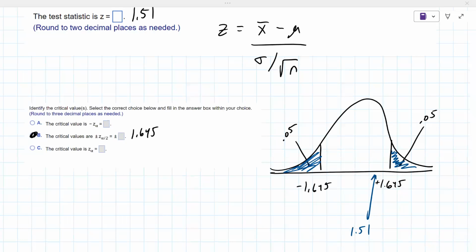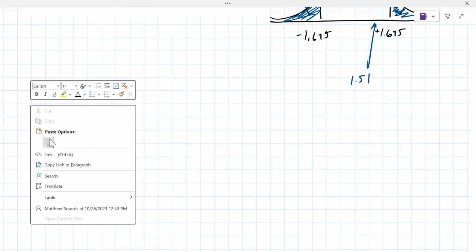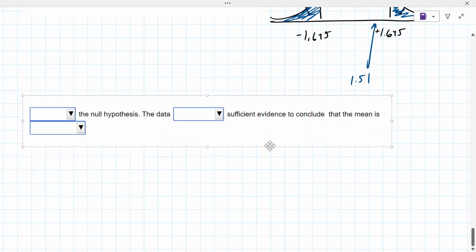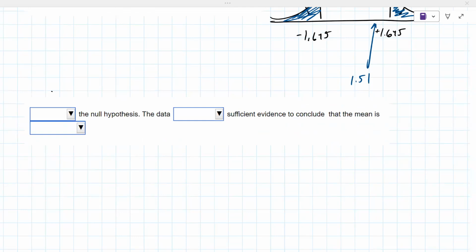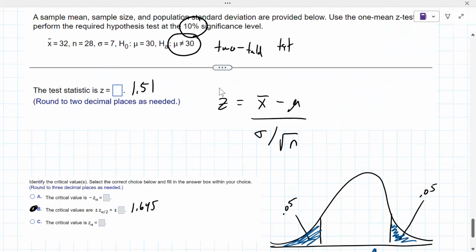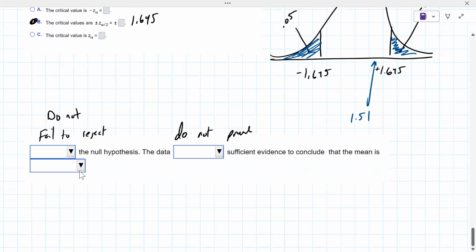Okay, so for part C here, there's some words again to fill in. So this time you fail to reject. I don't know if your book says do not reject. Yeah, your book says do not reject. It's typically fail to reject. Do not reject. The data do not provide. And then this time we go look for what's in here, we go back to the null. It's always the alternative hypothesis not equal to 30 and the drop down there.